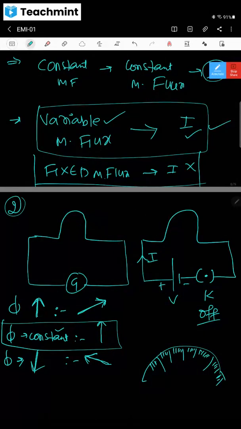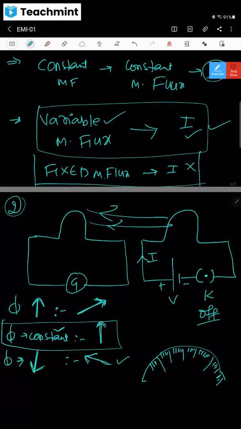So, how to write this explanation? When the key is pressed, magnetic flux will increase. Due to that increasing magnetic flux, we get deflection in the galvanometer. Then, when the key is continuously on, the magnetic flux has become constant, so the galvanometer shows zero deflection. When the key is turned off, the magnetic field and magnetic flux decrease, and the galvanometer shows opposite deflection.